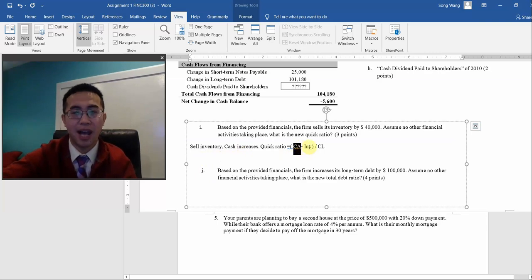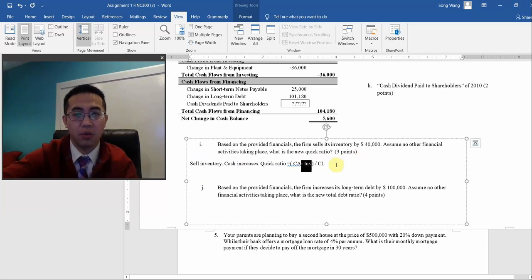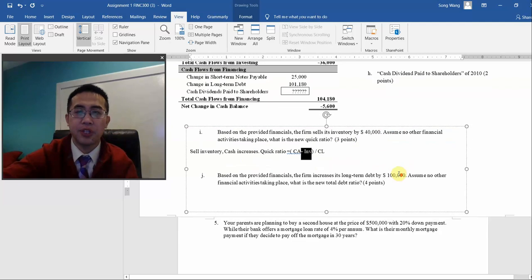So you have the same total current assets. For the inventory, however, the inventory just decreased by $40,000. So you need to incorporate that change in the new quick ratio. And your current liabilities is not affected at all by this activity. So you need to incorporate the change of inventory in the new calculation of quick ratio.